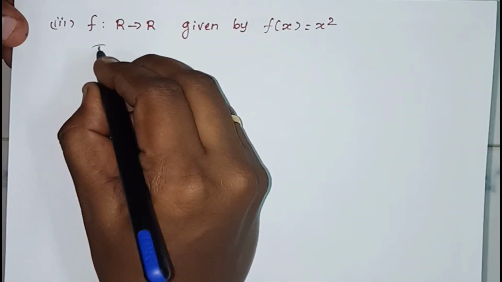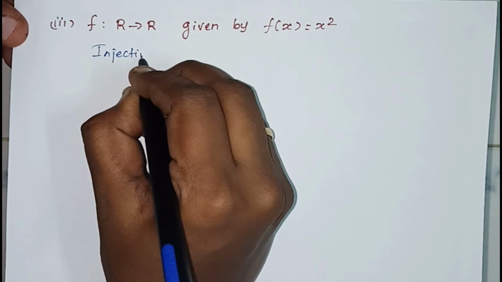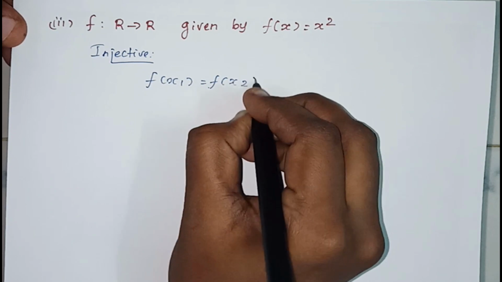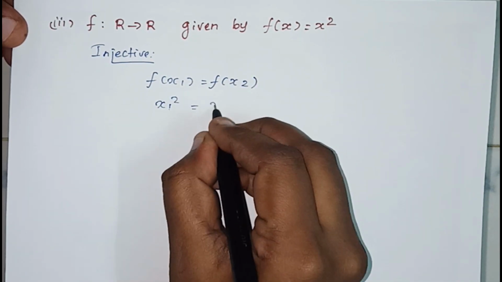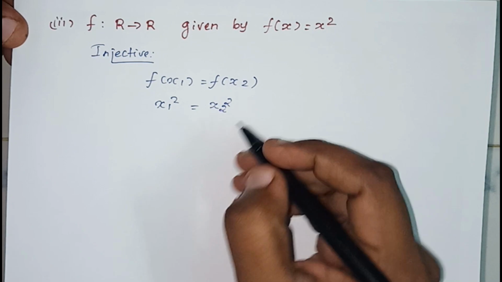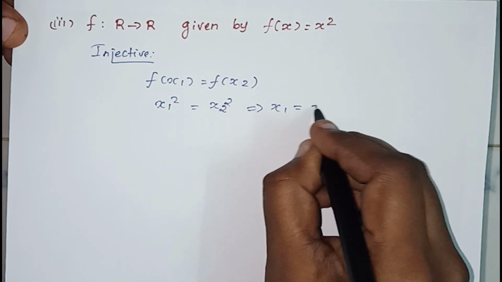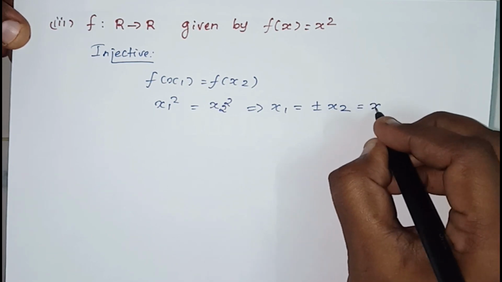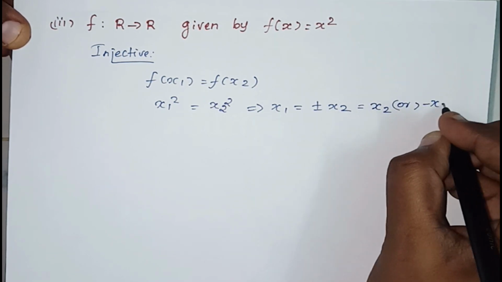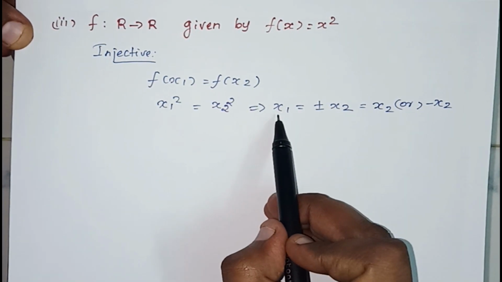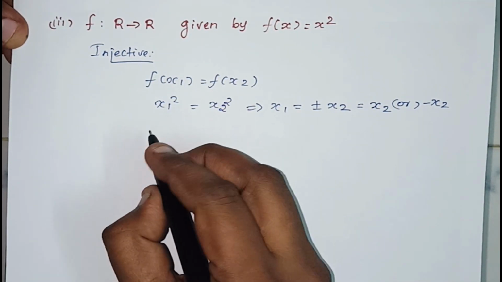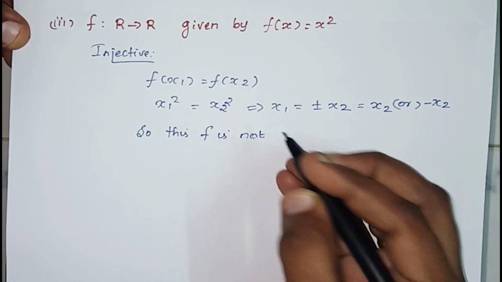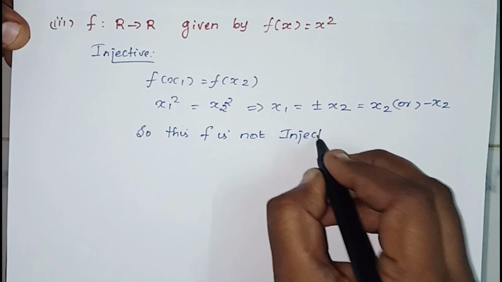For injective, we need to check f of x1 is equal to f of x2. So x1 square is equal to x2 square. That implies x1 is equal to plus or minus x2, right? Plus or minus x2 means x2 or minus x2. This is the meaning. So for a single input there are two outputs. So this function is not injective.